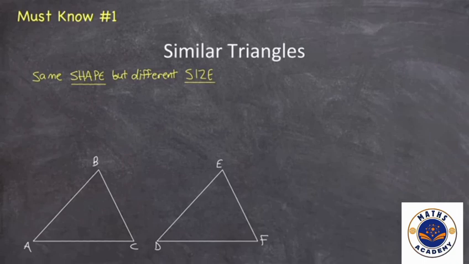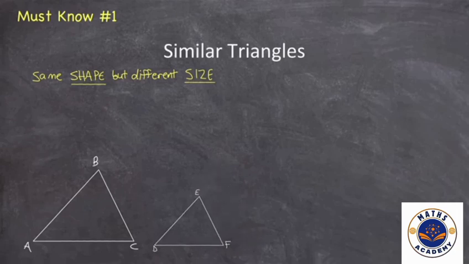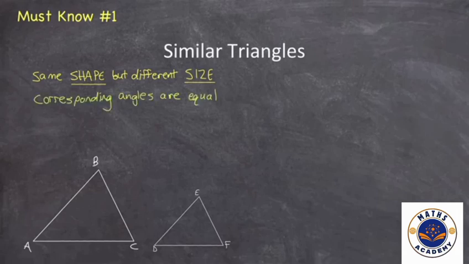If I were to take triangle DEF and make it smaller without changing any of its angles, so keep the shape the exact same, it is still similar to triangle ABC. And similar triangles have 2 very important properties. Their pairs of corresponding angles are equal. So in these 2 triangles, you can see that angle A and D are equal to each other, B and E are equal, and C and F are equal.